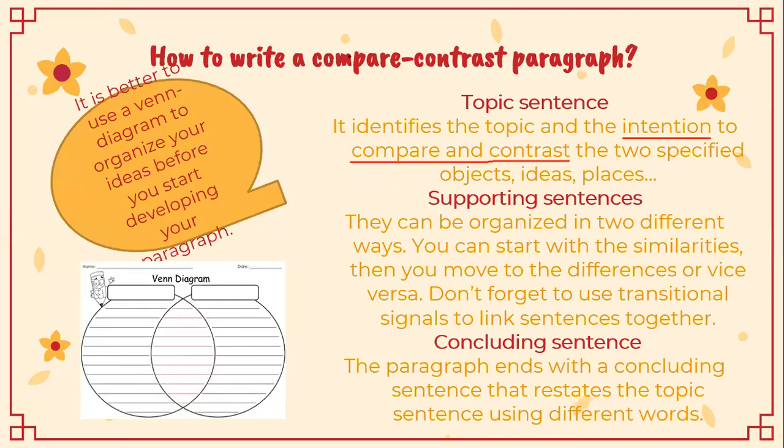Regarding the supporting sentences, what must I mention in the supporting sentences? For sure, I have to mention the similarities and differences. You can organize the similarities and differences in two ways. Either you start with all the similarities, then you move to the differences, or you start with the differences, then you move to the similarities. It's up to you, how you like to start your paragraph.